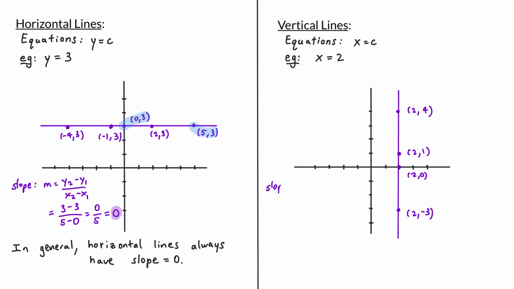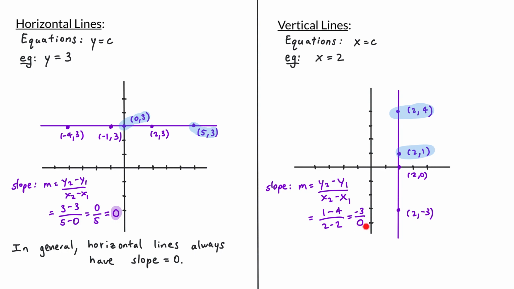To calculate the slope, again, we're going to use the slope formula m equals y2 minus y1 divided by x2 minus x1. For our 2 points, we can choose (2, 4) to be our first point and (2, 1) to be our second point. Plugging the coordinates into our slope formula, y2 minus y1 would be 1 minus 4, and x2 minus x1 would be 2 minus 2. In the numerator, we end up with -3, and in the denominator, 2 minus 2 gives us 0.